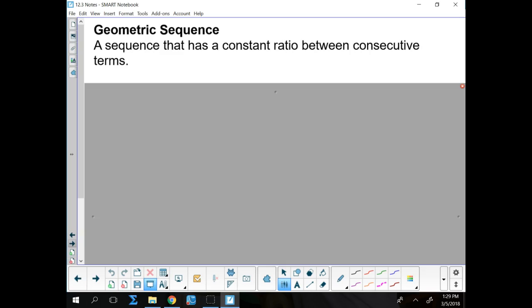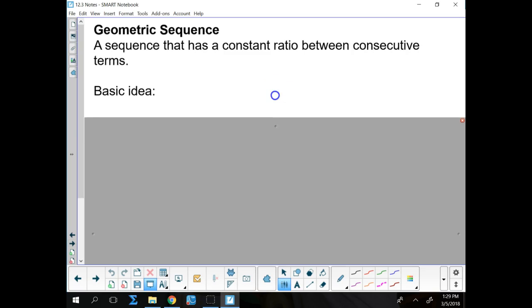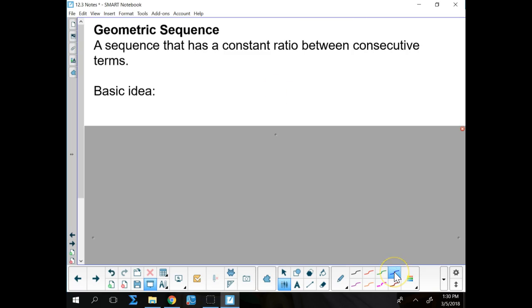So, a geometric sequence is a sequence that has a constant ratio between consecutive terms. Last week, we were talking about a constant difference. So last week, we were adding. This week, we are multiplying. Okay? A constant ratio between consecutive terms means that we are multiplying to get the next term.